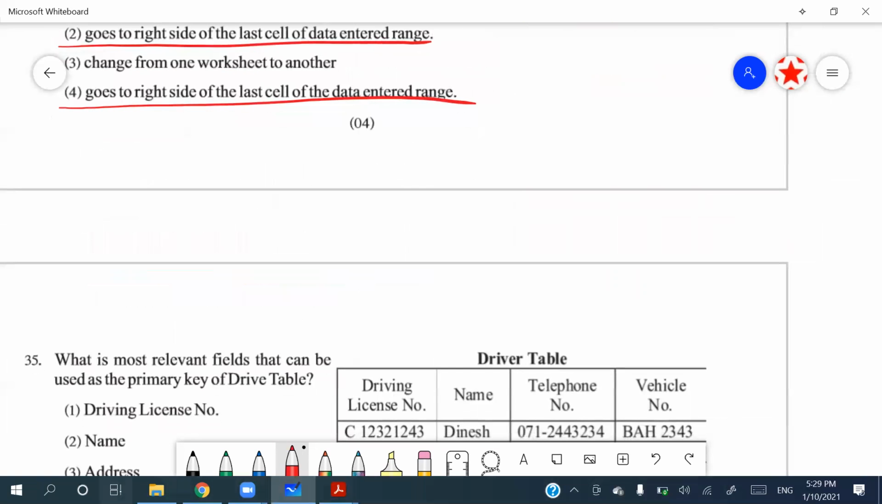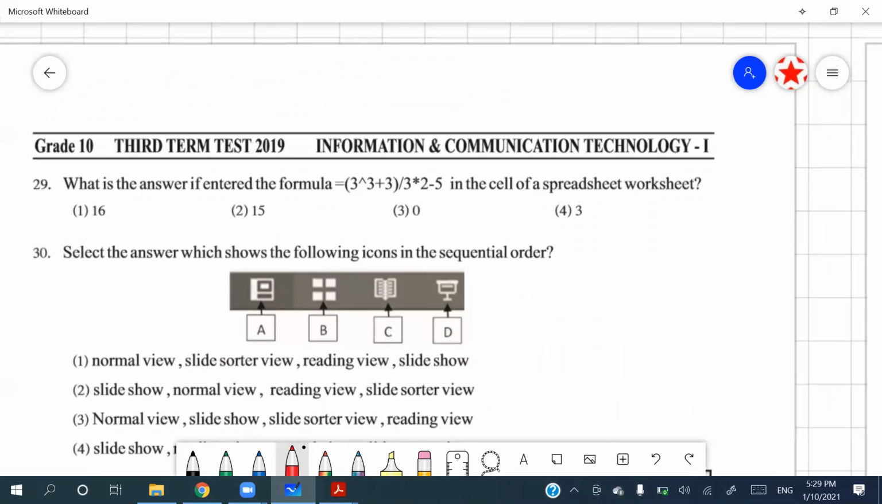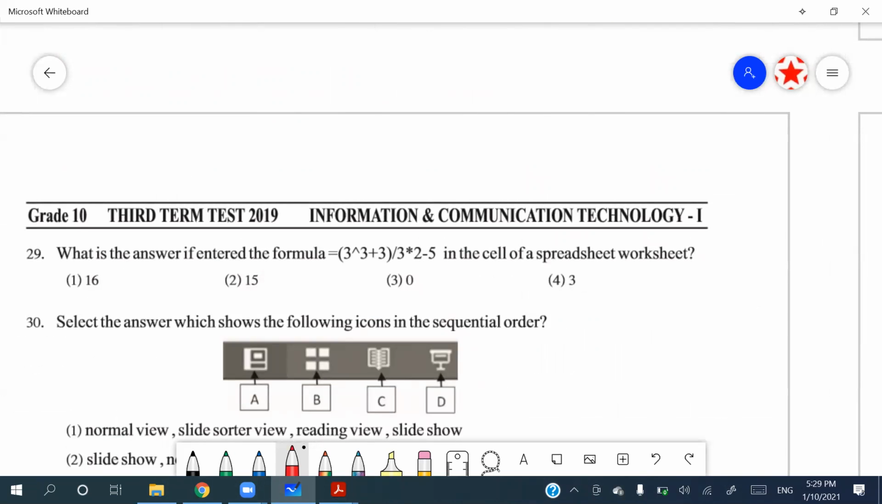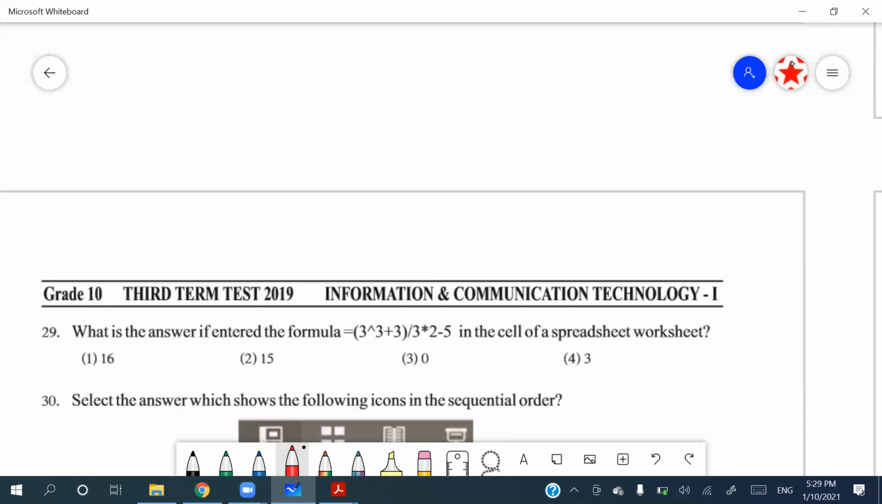Right. So moving to the 29th. What is the answer if entered the formula, this particular thing? So it says 3 power of 3 plus 3 divided 3. So first it's going to be the bracket that's going to happen. Right? When something like this is there, first they are given the priority to the bracket. So inside the bracket, there are 2 operators, which is the exponentials and the plus. So exponentials take place first.